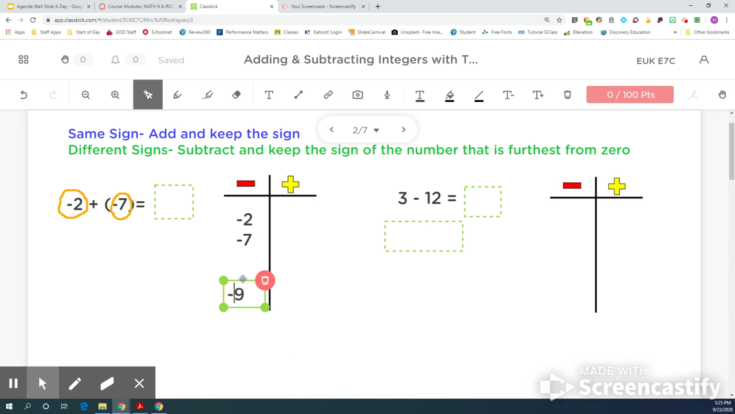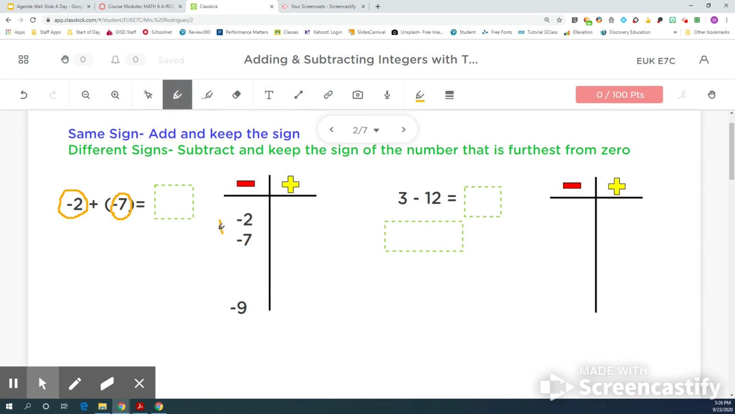I'm just showing my addition, what I did here on this one. And I guess I can put a plus sign to show that I added them. And then we're also going to put our answer here. Make sure I got it right. -9. And I'm correct.